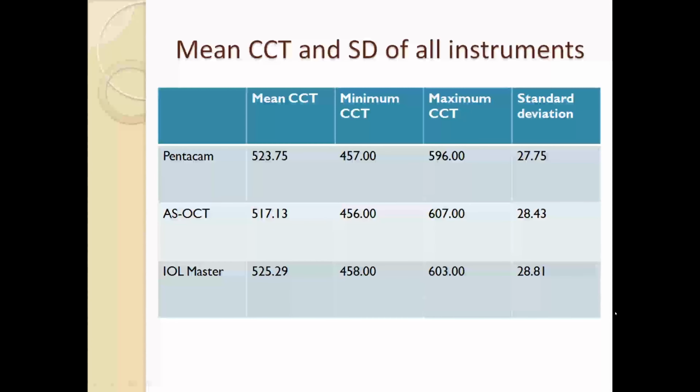This is a table showing mean central corneal thickness and standard deviation of all instruments. Pentacam having a mean central corneal thickness of 523.75 with minimum CCT of 457 and maximum CCT of 596, standard deviation being 27.75. Anterior segment OCT having mean central corneal thickness of 517.13 with minimum CCT of 456 and maximum central corneal thickness of 607, standard deviation of 28.43. IOLMaster mean CCT 525.29, minimum 458 and maximum of 603 with standard deviation of 28.81.